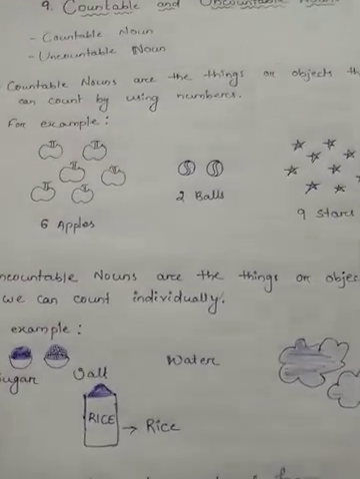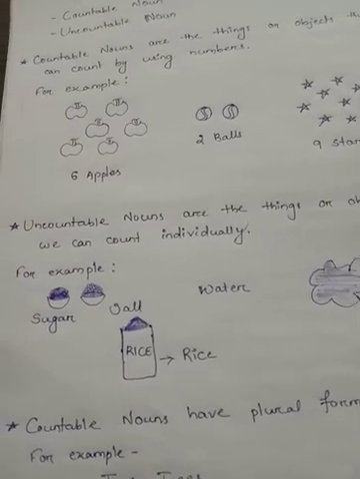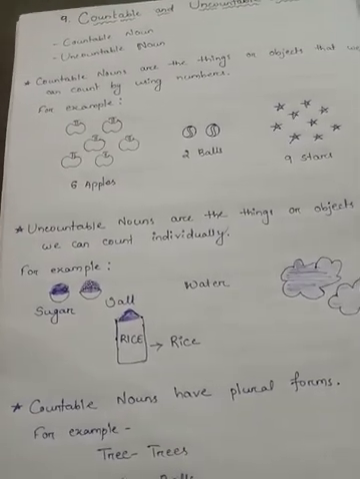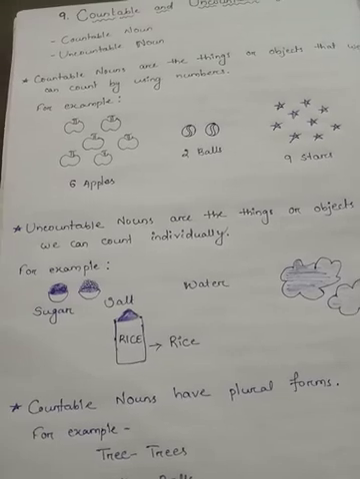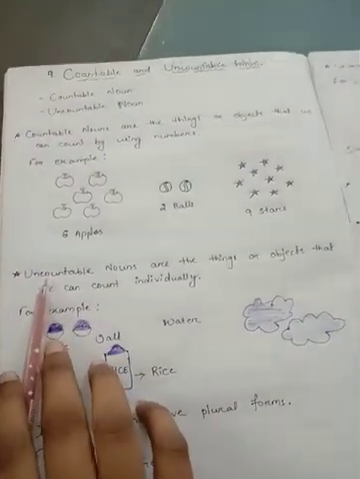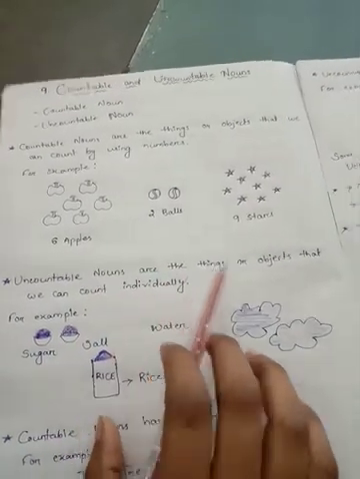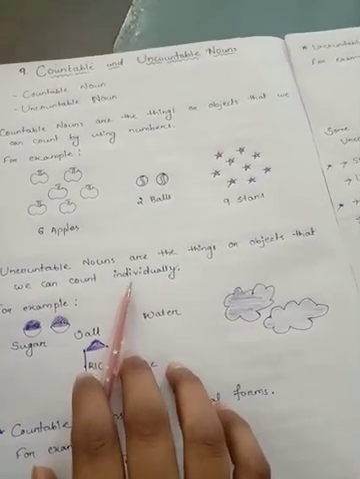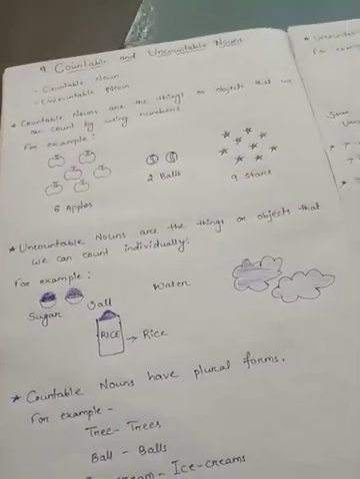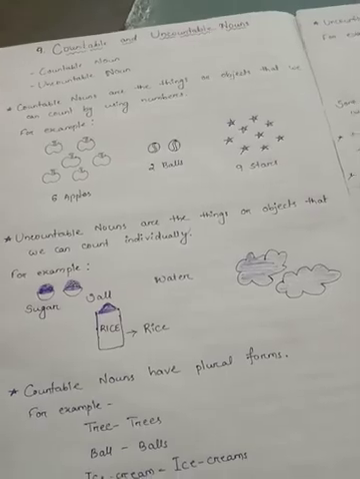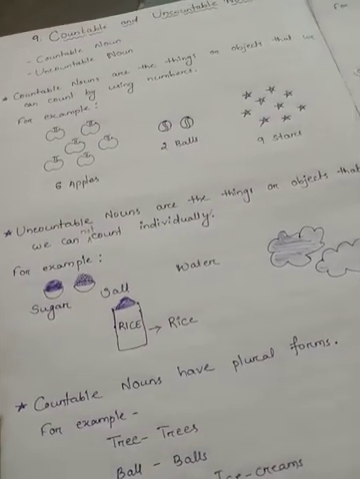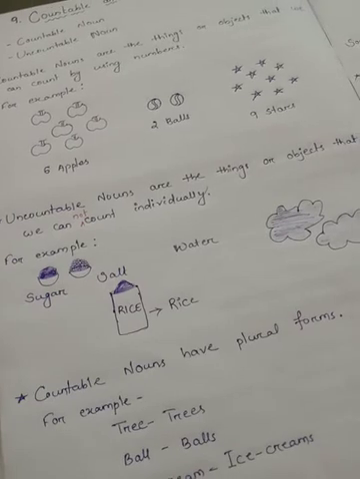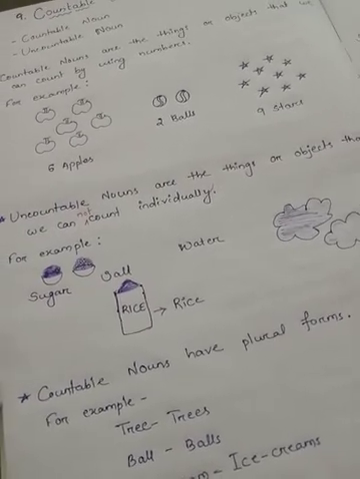Next, what is uncountable noun? So, which can be counted are called countable nouns, and just opposite, which cannot be counted by using numbers, those are called uncountable nouns. So, uncountable nouns are the things or those objects which cannot be counted individually. Individually means plural, singular. Okay.